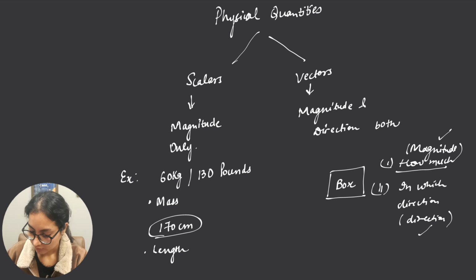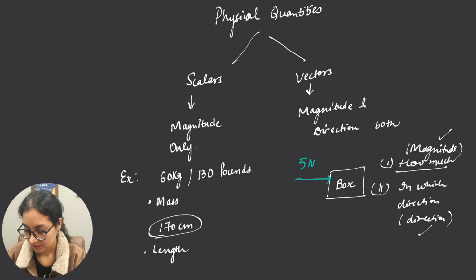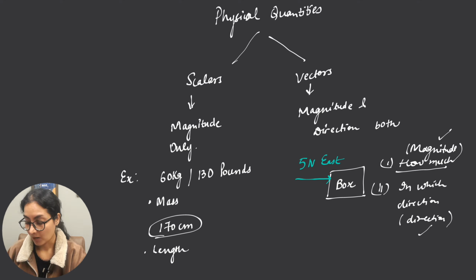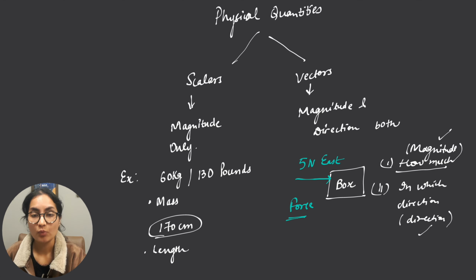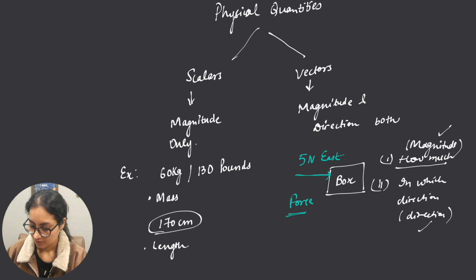So if I tell you apply 5 Newton force in each direction, that's the complete information about pushing this box, where and to which position and how much. So that means the quantity here is force. Force is a vector quantity, right?